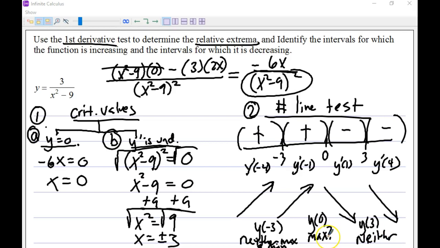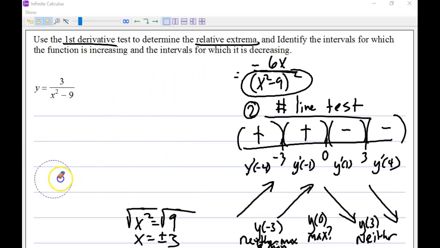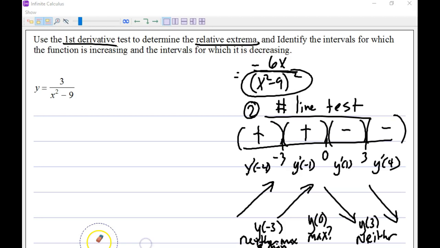Why is there a question mark, though, on 0? It's only a max if the point actually exists. So we have to actually go ahead and plug it in. Now, what is our problem asking for anyway? It just wants to know what the extrema are. So does it want an x value, a y value, or a point? Relative extrema, wouldn't that be the y? It's just the y value. So let's go ahead and plug in and see if it works.